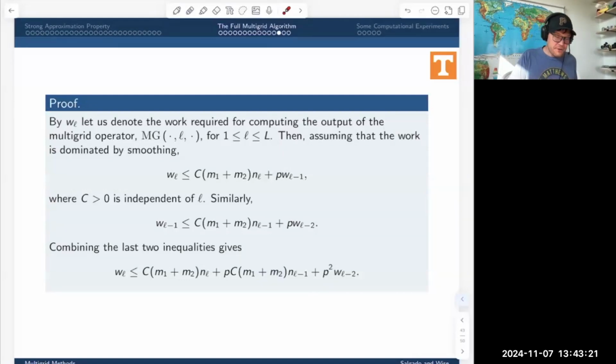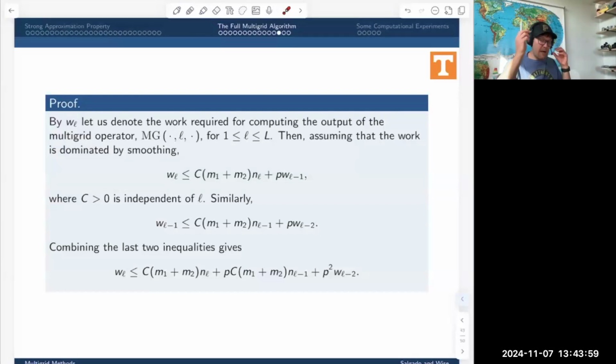Let's let little w_L, so this is different than capital W_L, denote the work required for computing the output of the multigrid operator just at level L. Just one application of not the full multigrid algorithm, just the standard multigrid operator for any of the levels. Now, what we're going to assume, and this turns out to be a very reasonable assumption, is that the work is dominated by smoothing, or at least the cost can be estimated by estimating the smoothing costs. That's the most expensive operation in the whole procedure.